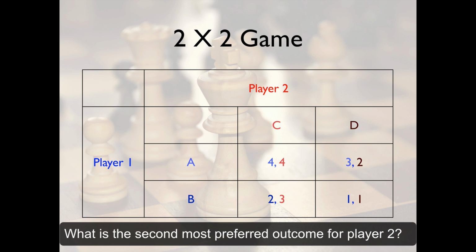Which is the second most preferred outcome for player 2?